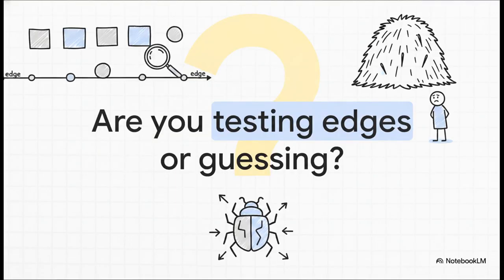Which leaves us with one final thought to reflect on today. As you go back to your own projects, your development cycles, or your quality assurance checks, I really want you to look at your current habits and honestly ask yourself, are you systematically testing the edges, or are you still just guessing in the middle? It is time to upgrade your approach. Stop hunting for needles in haystacks and start looking exactly where the bugs are hiding.